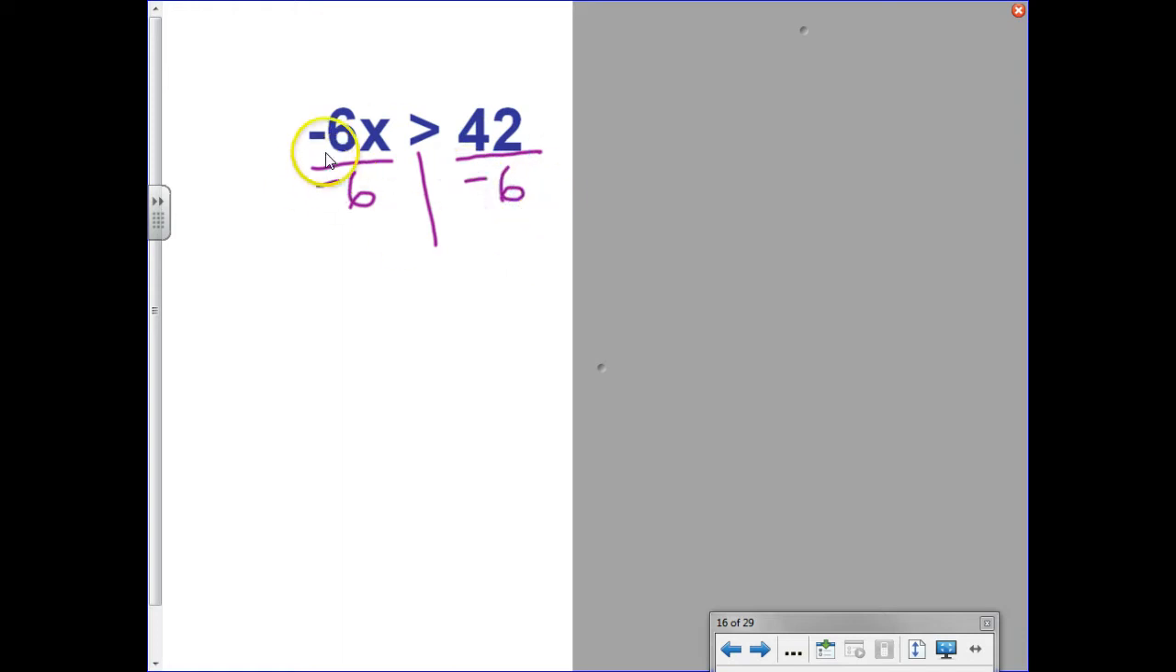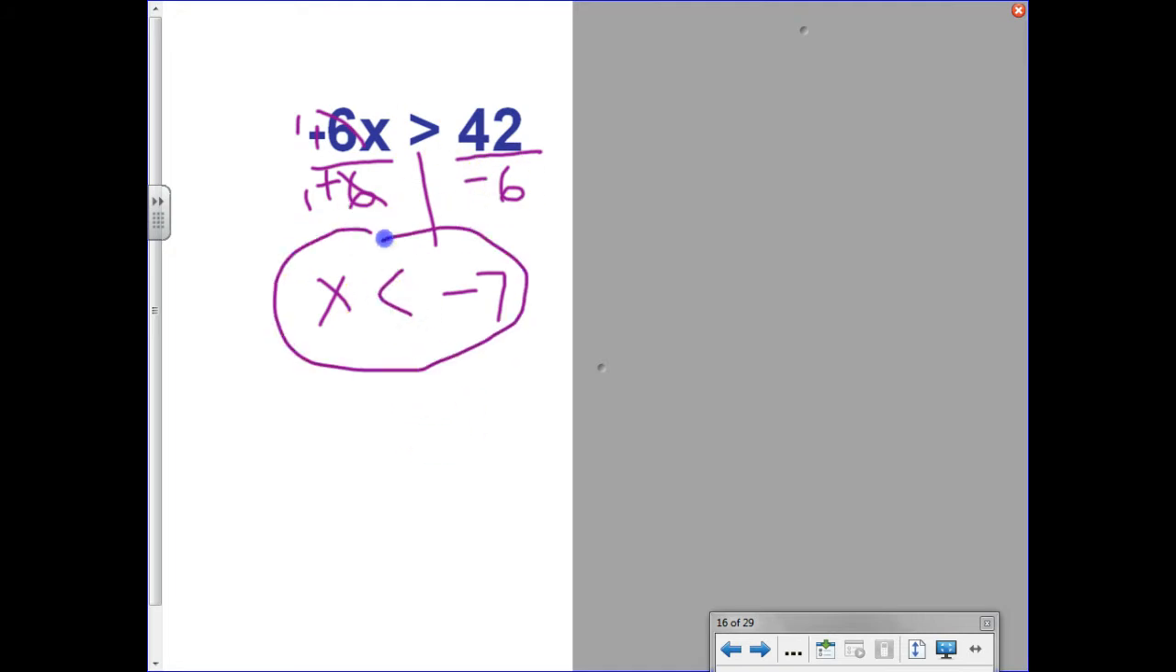Math-wise, negative divided by a negative is positive. 6 divided by 6 gives me 1s, and 1 times x is x. 42 divided by negative 6 is negative 7. You have to decide to flip or not to flip. That's the question. In this case, we must flip. You divided by a negative, so you have to flip your sign. You should get x is less than negative 7.